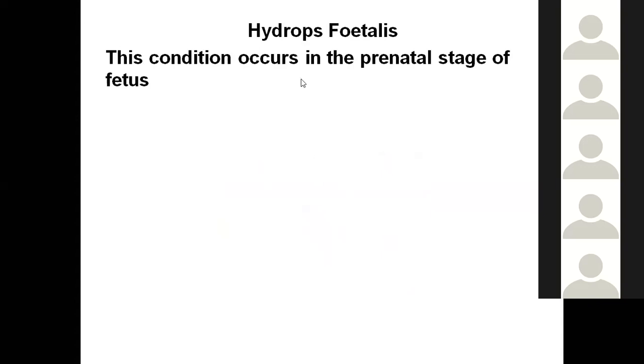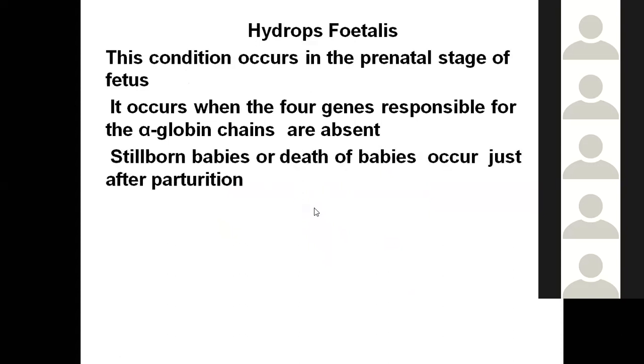Okay, let's quickly look at two lines on hydrops fetalis. This condition occurs in the prenatal stage of the fetus. It occurs when the 4 genes responsible for alpha globin chains are absent. Stillborn babies, or death of babies, occur just after parturition. If the baby is not stillborn, death can occur soon after the child is delivered.